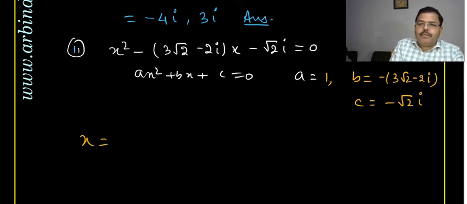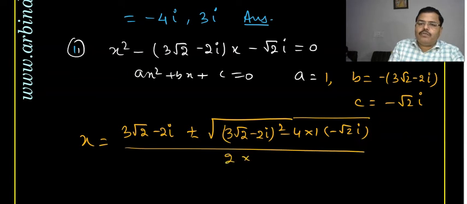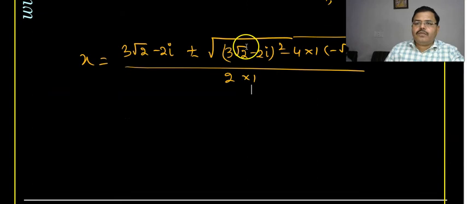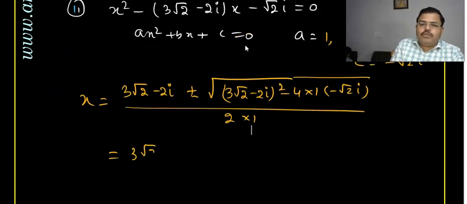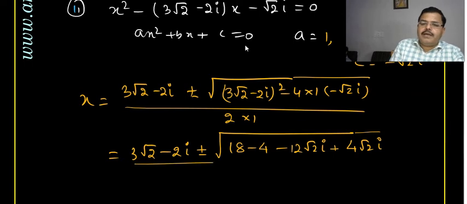So now x is equal to minus b, that is 3 root 2 minus 2 iota, plus minus under root b square minus 4ac. So b square is 3 root 2 minus 2 iota whole square, minus 4a and c is minus root 2 iota, whole divided by 2 into 1. So further we can write it like 3 root 2 minus 2 iota plus minus, inside the square root it will be 3 square 9, 9 twos are 18, and plus 4 iota square, which is minus 4, and 3 twos are 6, 6 twos are 12, minus 12 root 2 iota, and that will be minus minus plus 4 root 2 iota, divided by 2.